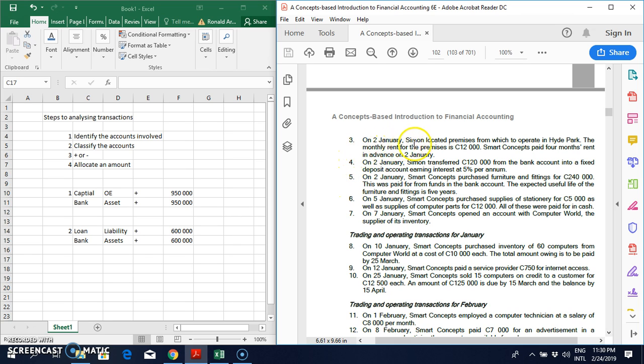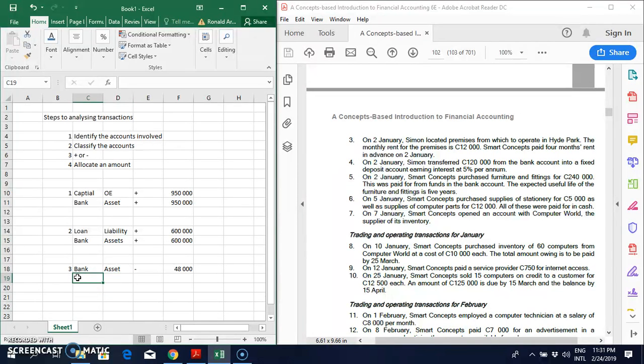It says on the 2nd of January, Simon located premises from which to operate in Hyde Park. The monthly rent for the premises is 12,000 Rand, and Smart Concepts paid 4 months rent in advance on the 2nd of January. So the first clue there should be that we made a payment, so bank is involved. Bank is an asset, and in this case the bank account is decreasing. Now we need to know how much should we pay. That's 12,000 Rand per month, and we paid for 4 months. So we say 12,000 multiplied by 4, which means we paid 48,000 Rand.